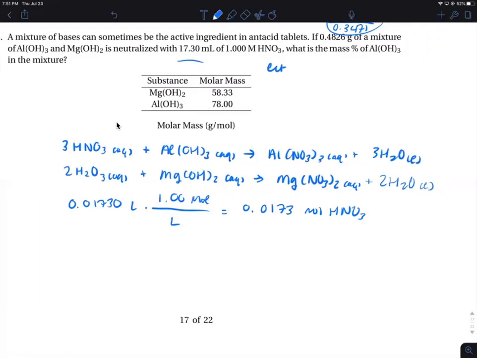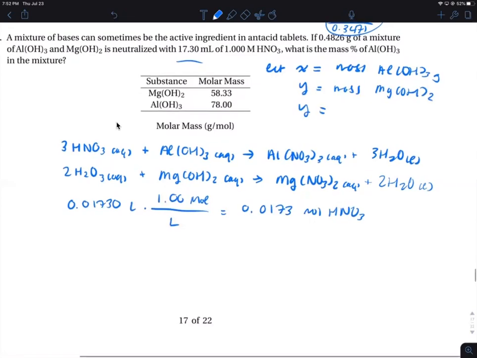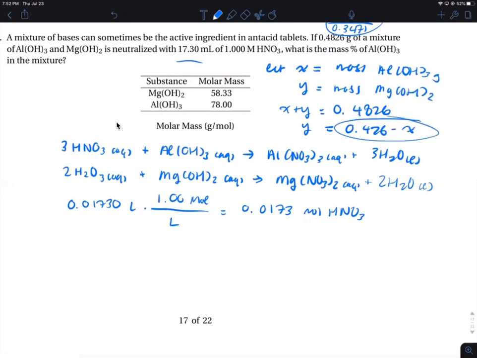All right, so let's do a little more algebra. Let X be the mass of Al(OH)3, so we can find the mass percent later, and let Y be the mass of Mg(OH)2. Since X plus Y add up to 0.4826, Y is just 0.4826 minus X. So let's just write it like that, and X.